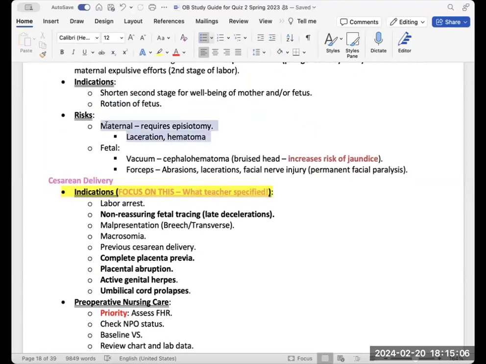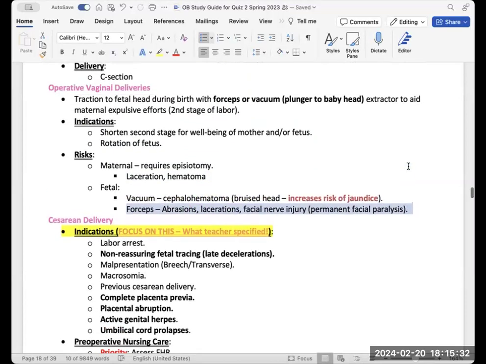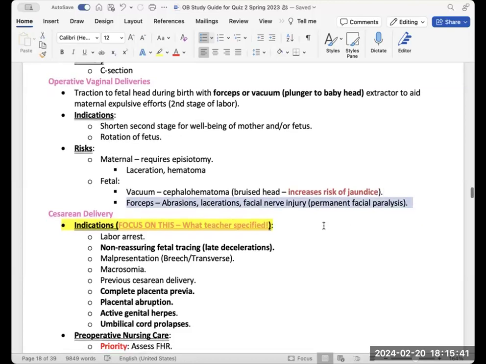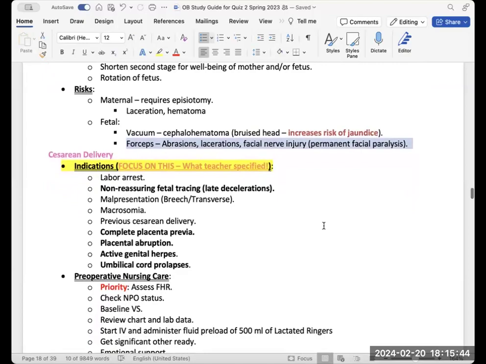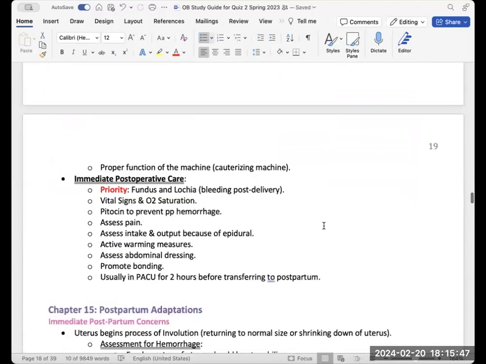Maternal risk, though, is that for the mom, it's going to cause them to have an episiotomy, like a laceration of the perineum. For the fetus, know this: the vacuum can cause cephalohematoma, which is a bruised head, which increases the risk of jaundice. For forceps, it can cause abrasions, lacerations, and facial nerve injury, causing permanent facial paralysis. You need to know those. You need to know that if they have an operative vaginal delivery for the baby, the vacuum will cause a cephalohematoma, which is a bruised head and increased risk of jaundice, and the forceps will cause abrasions, lacerations, facial nerve injury, permanent facial paralysis.